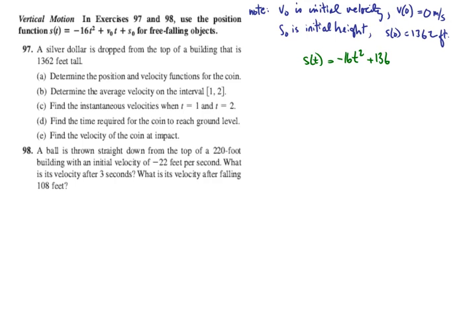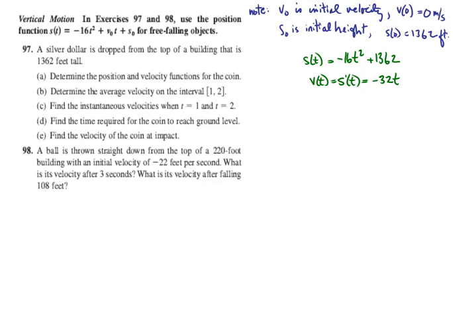The first thing we want to do is to determine the position and velocity functions for the coin. So we have the position function. Remember, velocity is just the rate of change of position, so that is just the derivative of position. And so I'll write v of t is s prime of t. And we just want the derivative, sorry I missed the 2 in the 1362 above. We have negative 16t squared. When I bring down the 2, I'm going to get negative 32t. Then the derivative of 1362 is 0. And that's going to be our velocity function for this particular application.